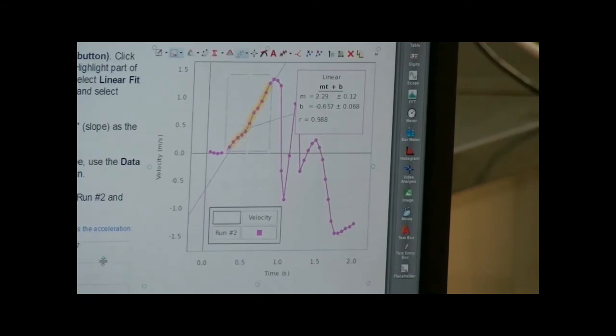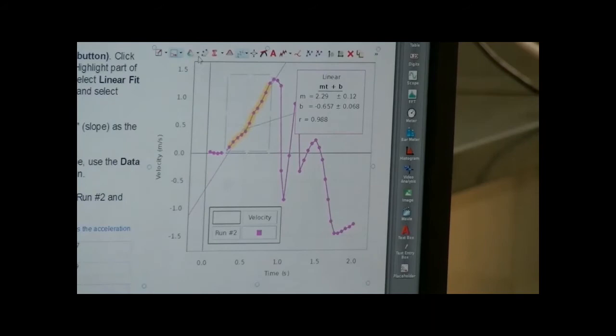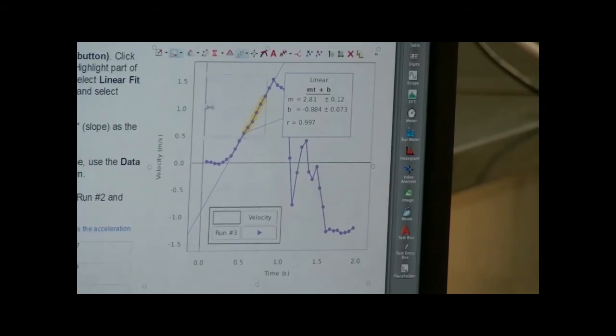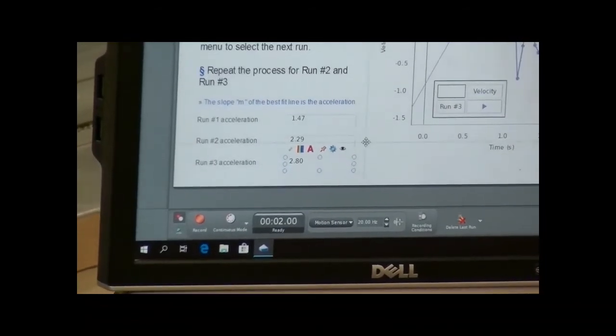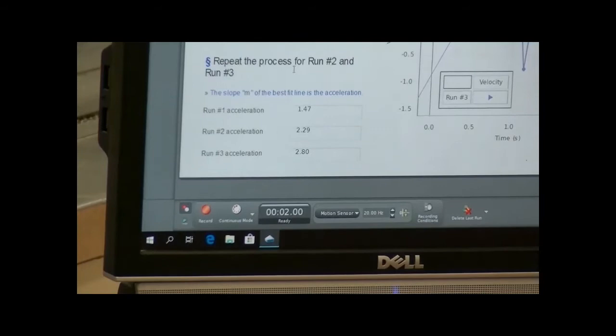And our slope is 2.29 meters per second squared. And then for our third run, we have 2.80 meters per second squared for our acceleration.